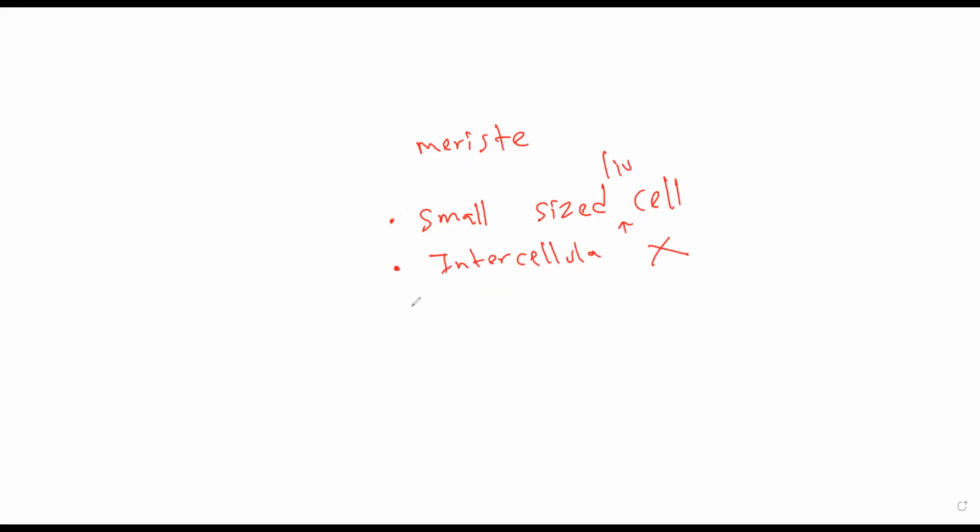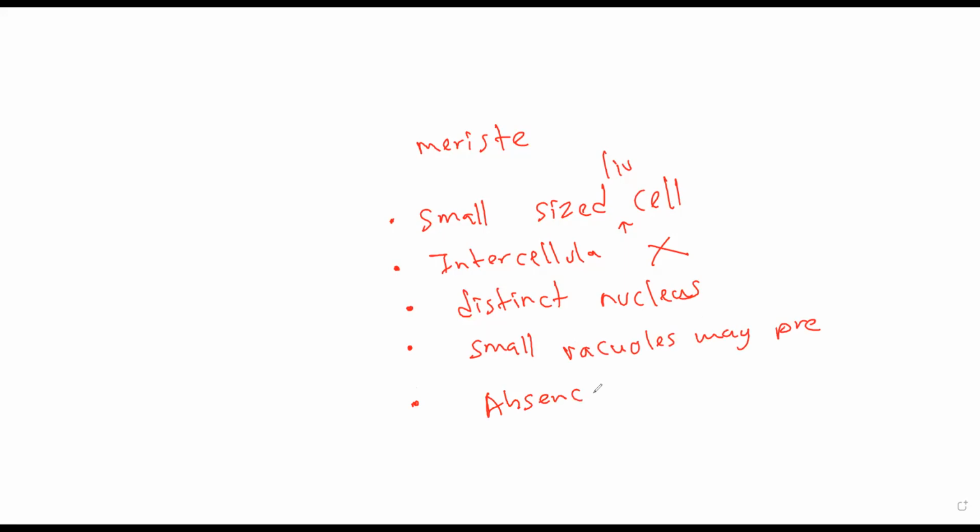Okay, and then they have distinct nucleus. Okay, and then do they have a large central vacuole? Do they have, children? They don't have, but sometimes small vacuoles may be present. Not always, sometimes only. Okay, and then do they have chloroplast? No, absence of chloroplast. Okay, that means they can't do the photosynthesis.